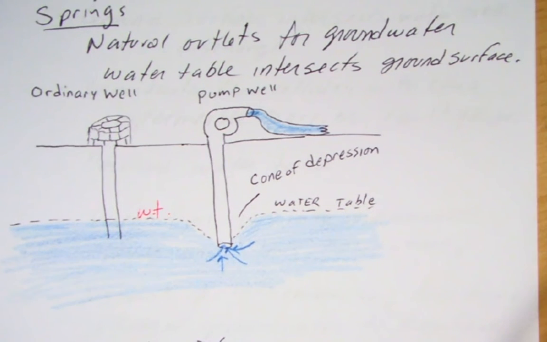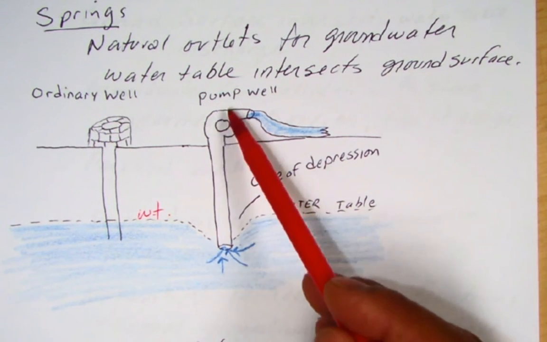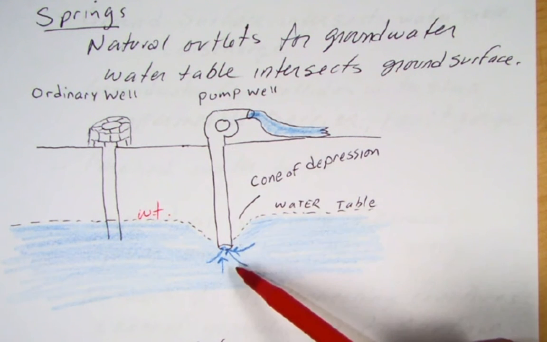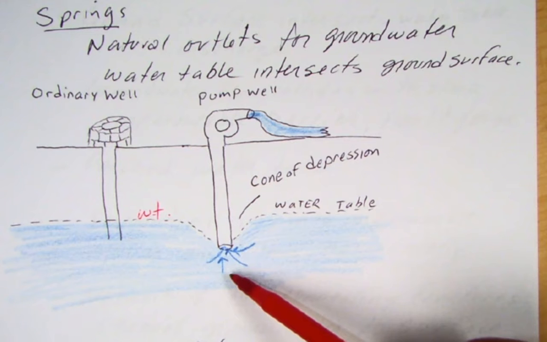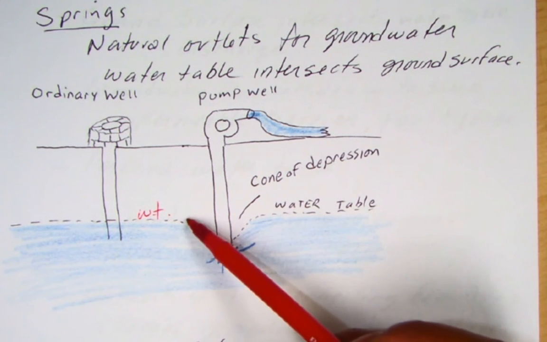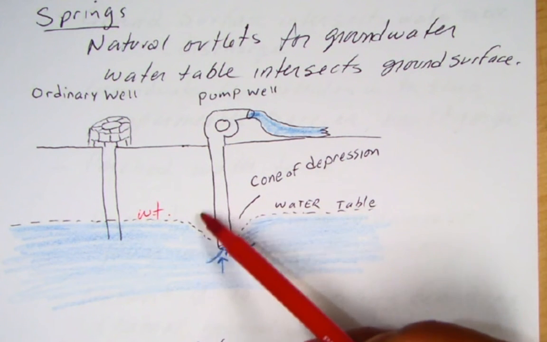Although most wells today are pumps, where we have an engine or electric motor that will pump water out of the subsurface. And usually when that happens, we get this thing called a cone of depression, where the groundwater drops, and it's really a circular cone that'll go around it.